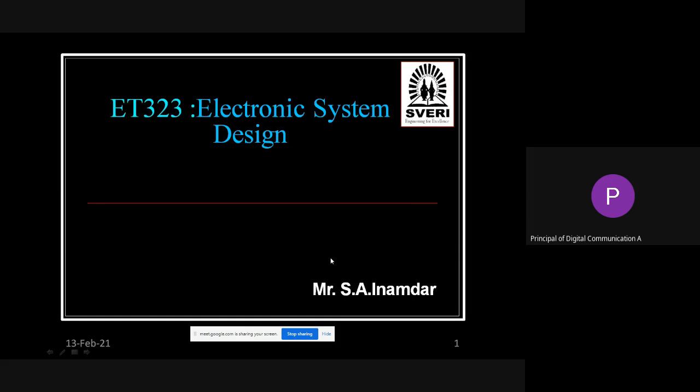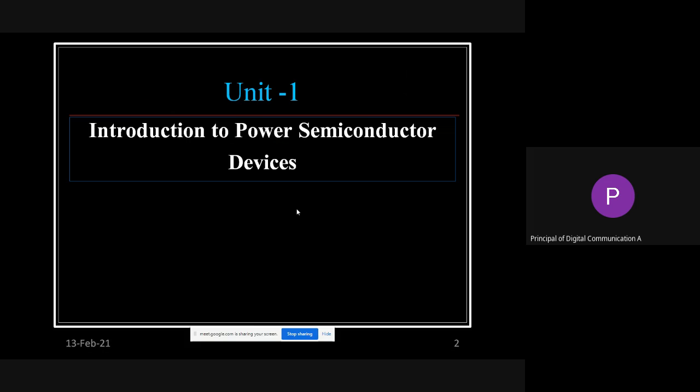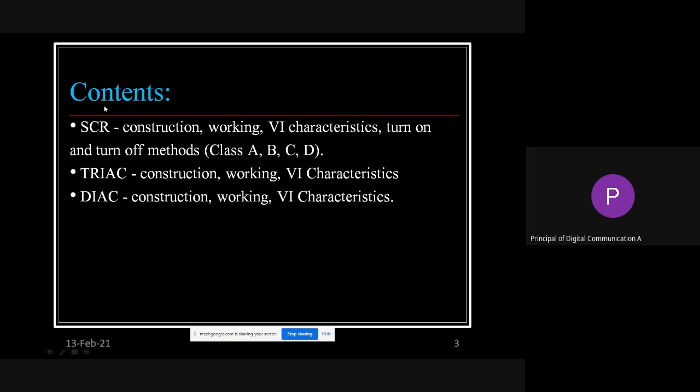Okay, so we have started the first unit of our subject introduction. Still, we are on the first point, which is related to the SCR, and today we are going to finish it up. In this, the construction, the working, the VI characteristic, and the turn on methods, how we can turn on the SCR, and the applications also we have seen for the thyristor family or the SCR.